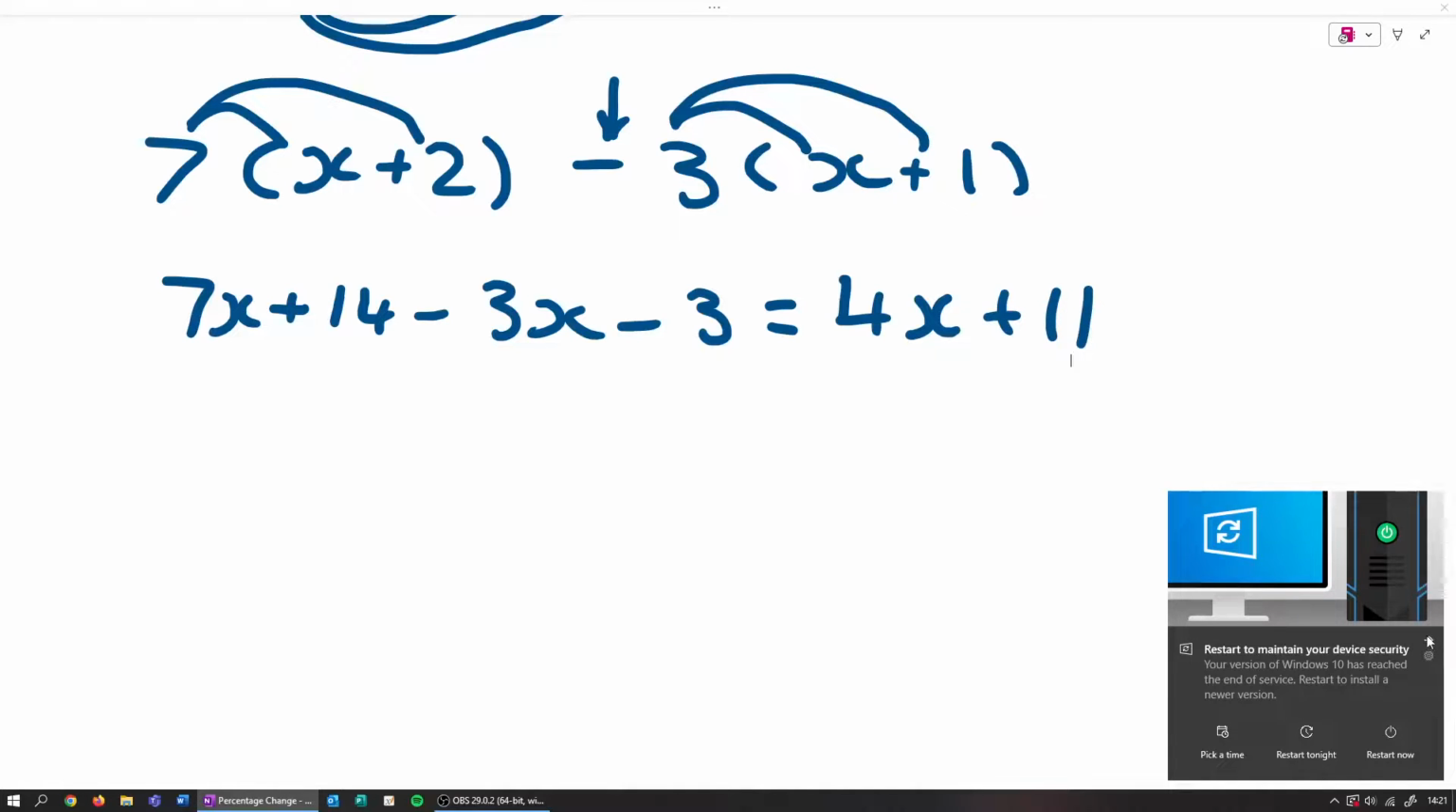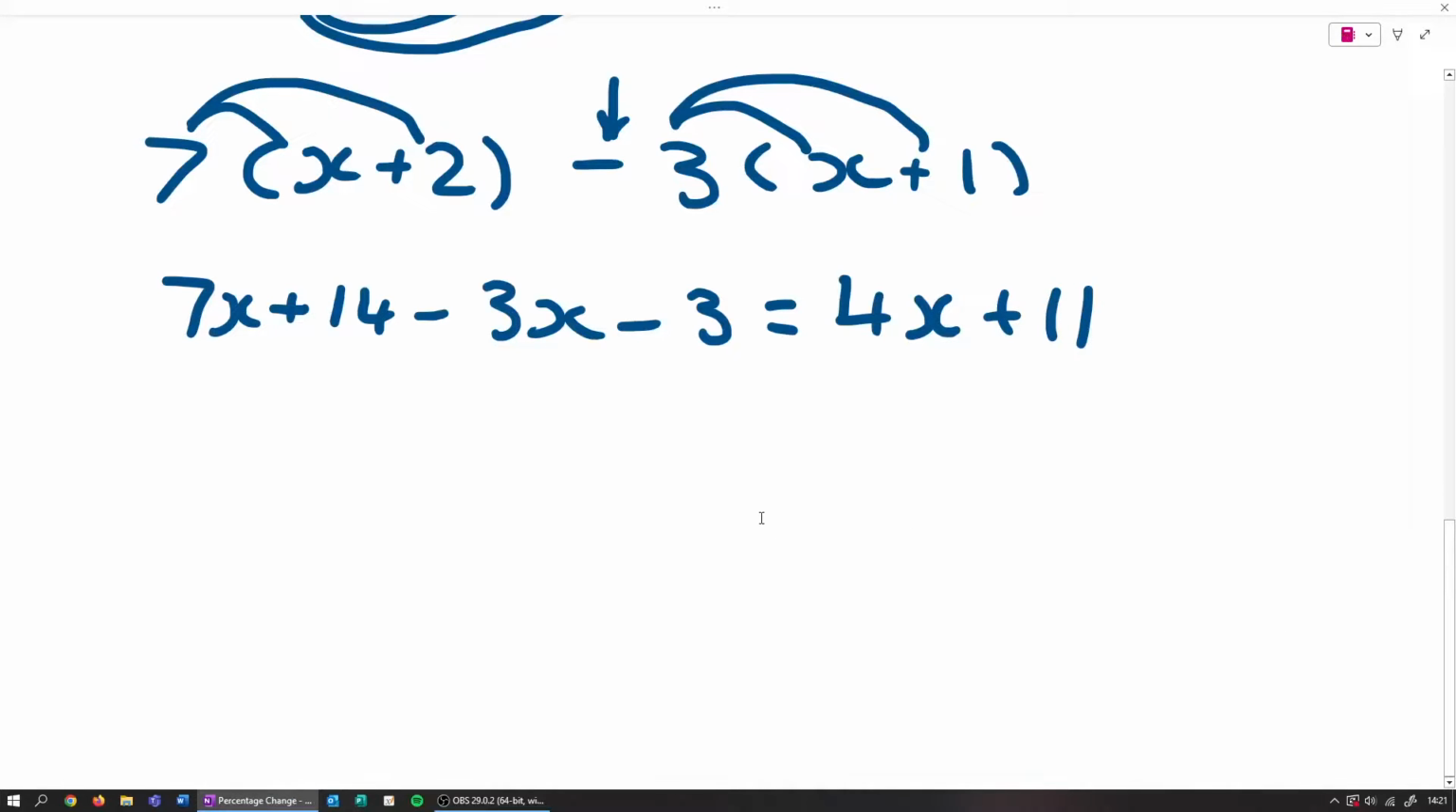Let me just get rid of this pop-up. Okay, so I'm going to do one more example. I don't believe you will be asked to do a question like this, but I just want to show you how it's the same principle.